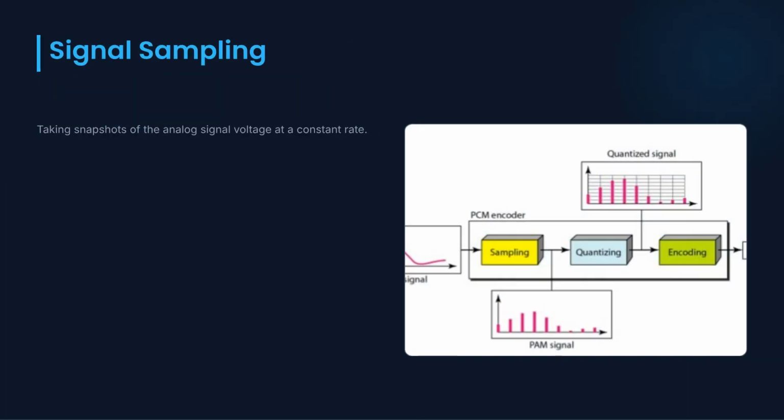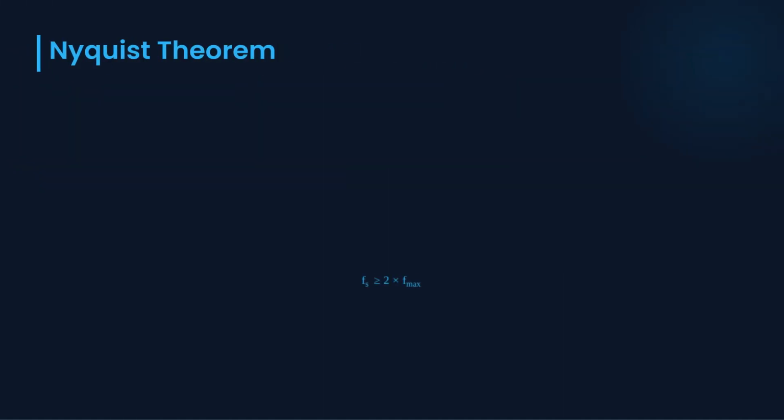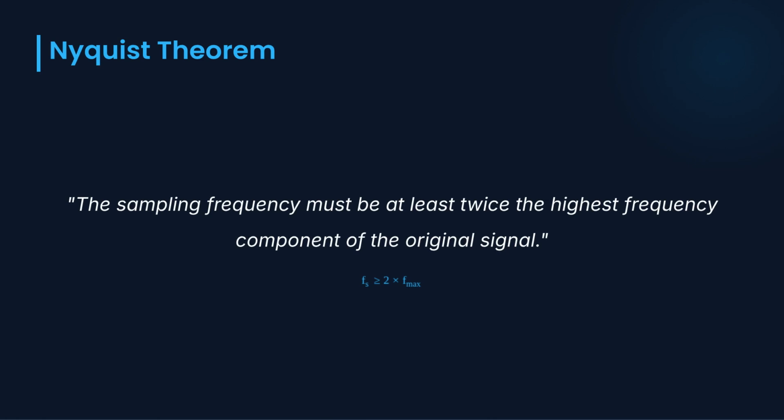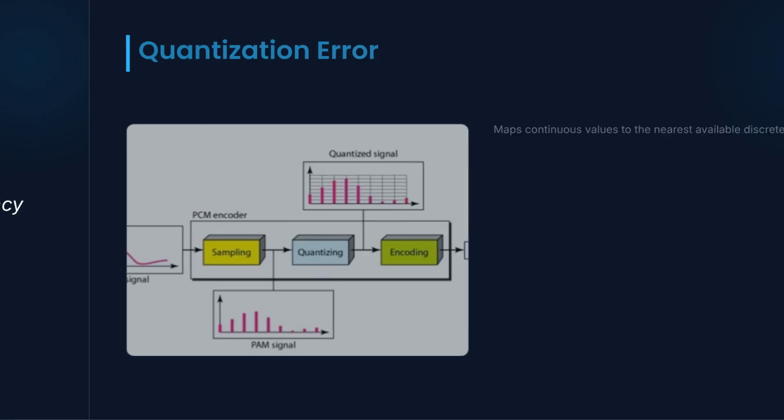Signal sampling involves taking snapshots of the analog signal voltage at a constant rate. The quality of the final digital result is heavily dependent on the chosen sampling frequency. The Nyquist Theorem states that the sampling frequency must be at least twice the highest frequency component of the original signal to accurately reproduce it.